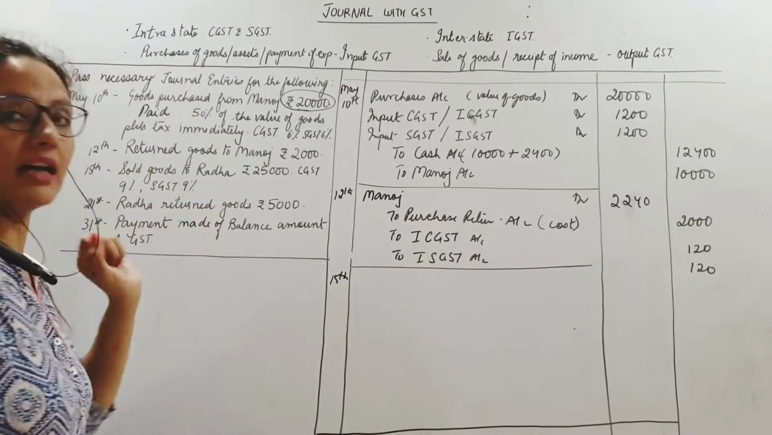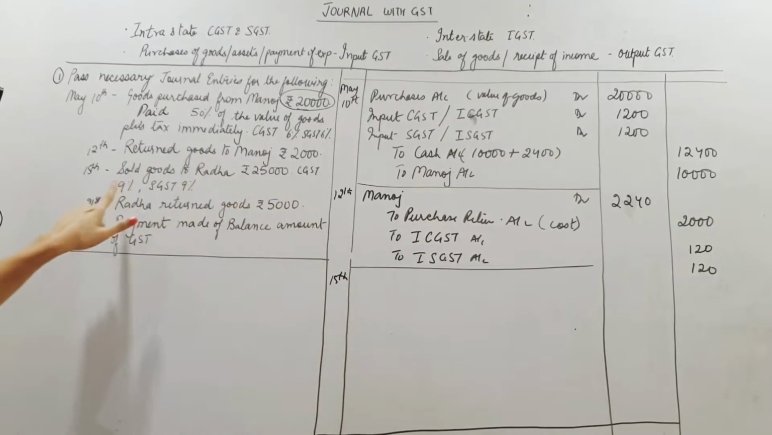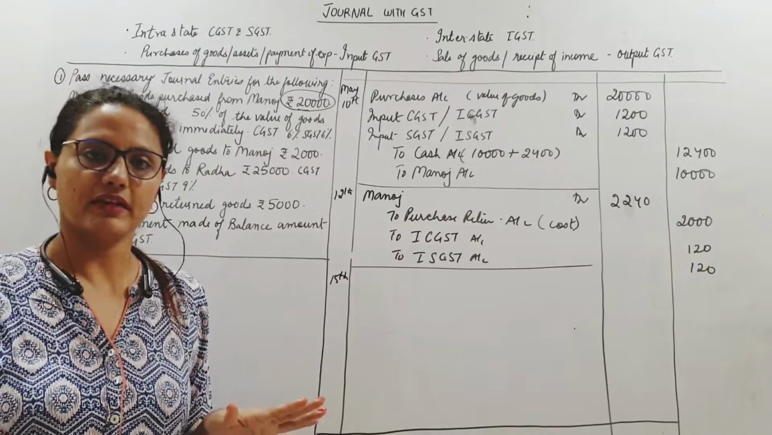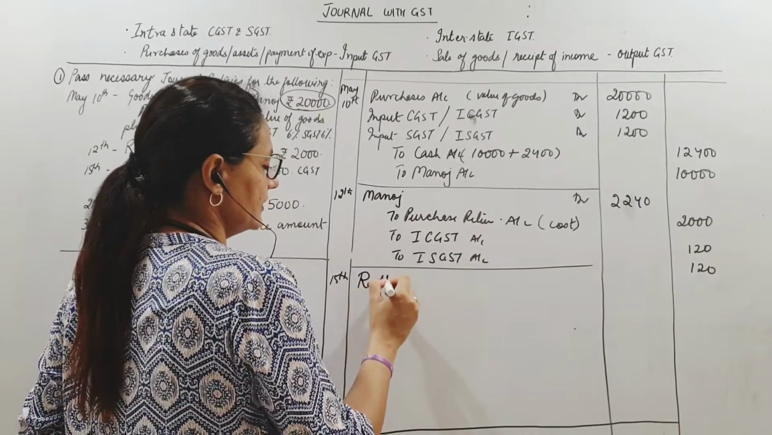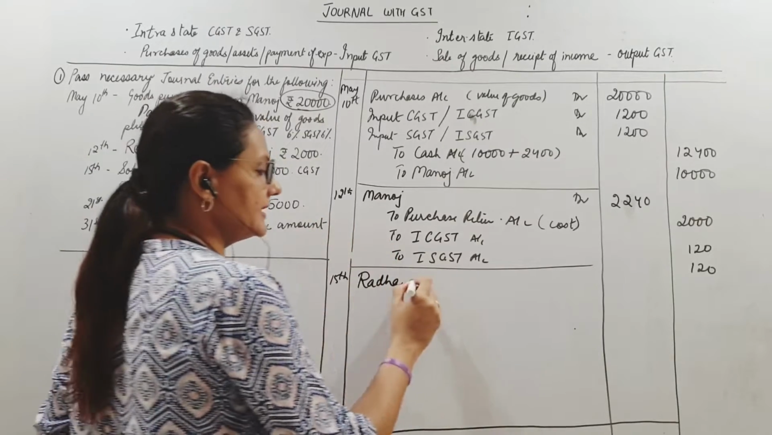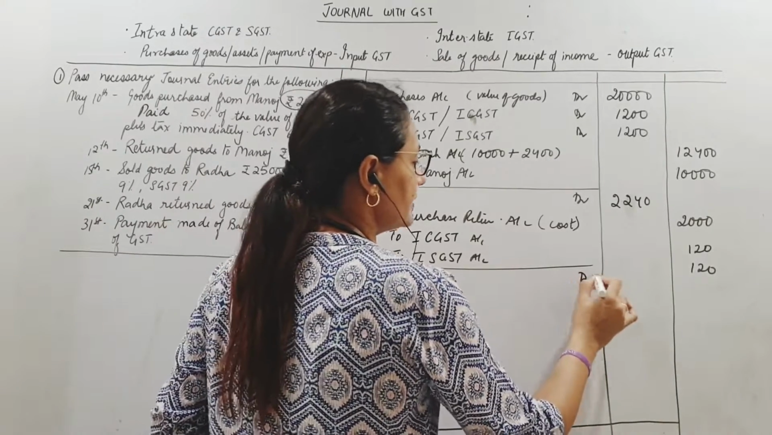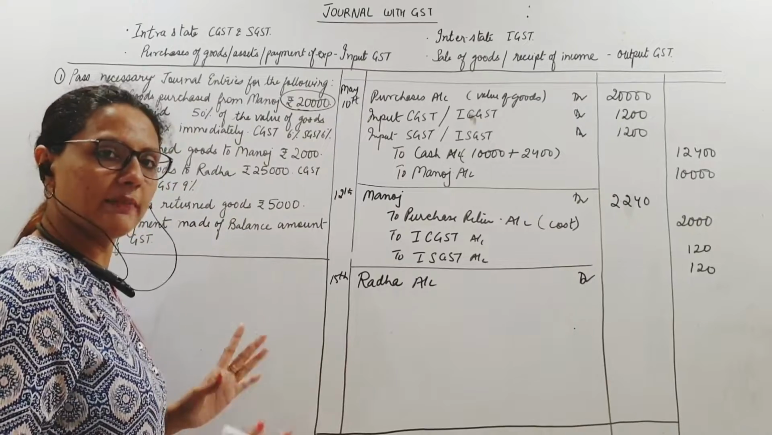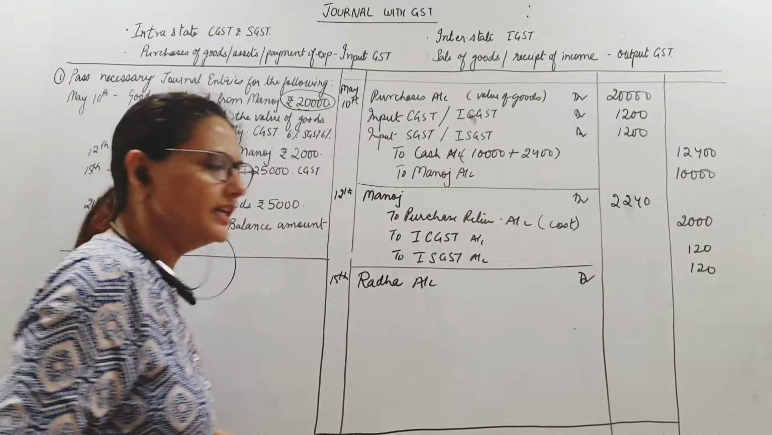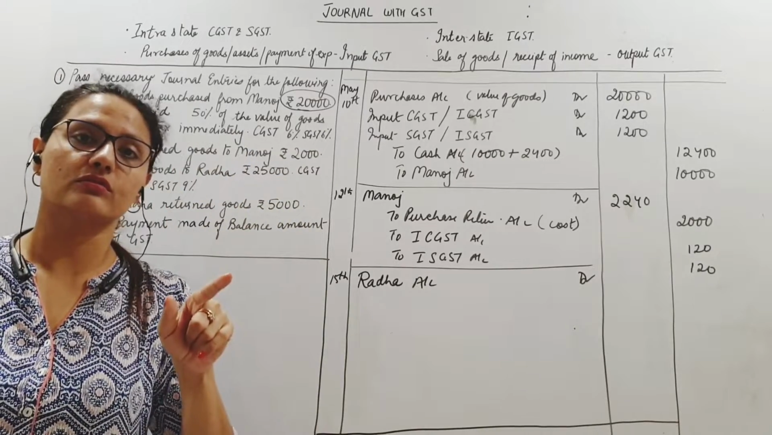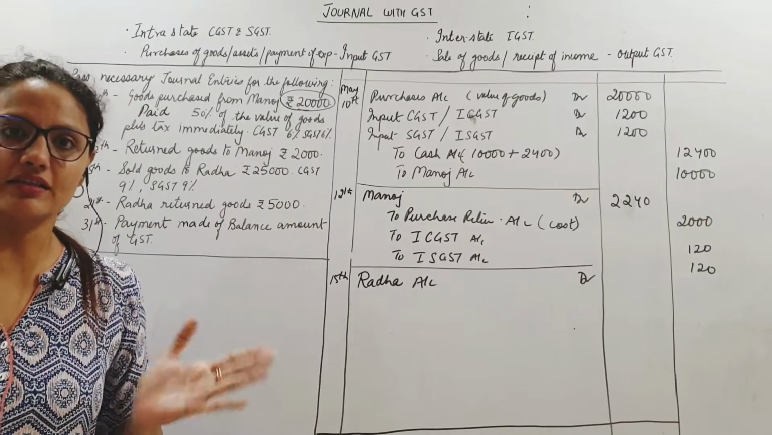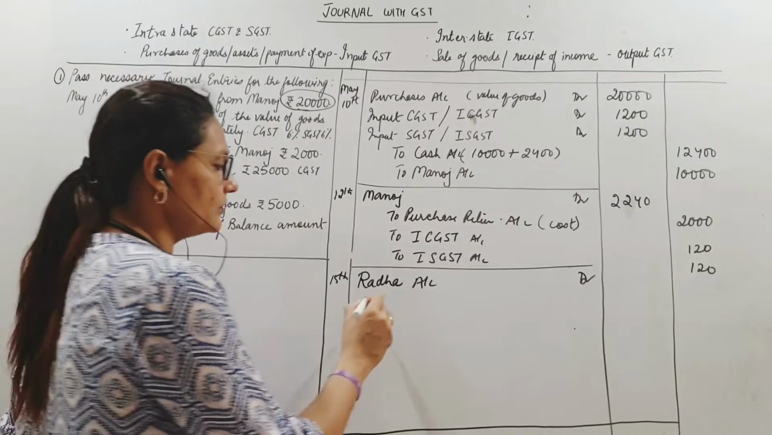Then next one, 15th. Sold goods to Radha, 25,000, CGST 9%, SGST 9%. So here we are selling goods to whom? Radha. Of course, there is no cash involved. It's a completely credit transaction. So Radha's account debit. How much is she supposed to pay me? Is she supposed to pay me 25,000 only, or the taxes also? Taxes also. She's the customer. She needs to pay me the tax. So how do I calculate that?